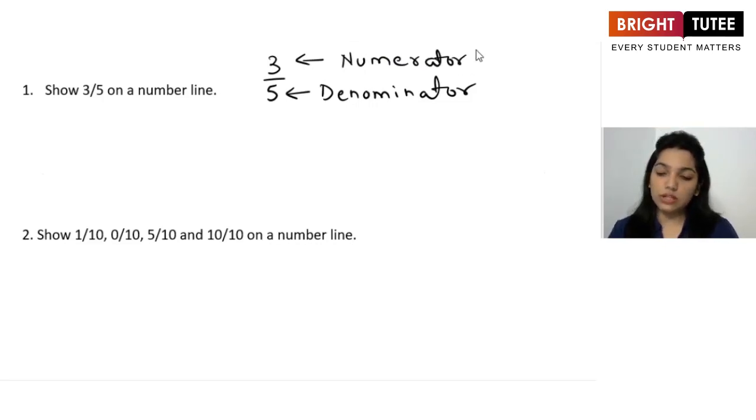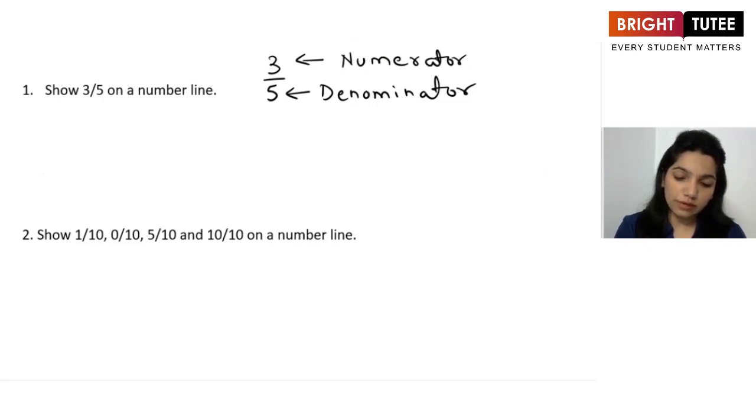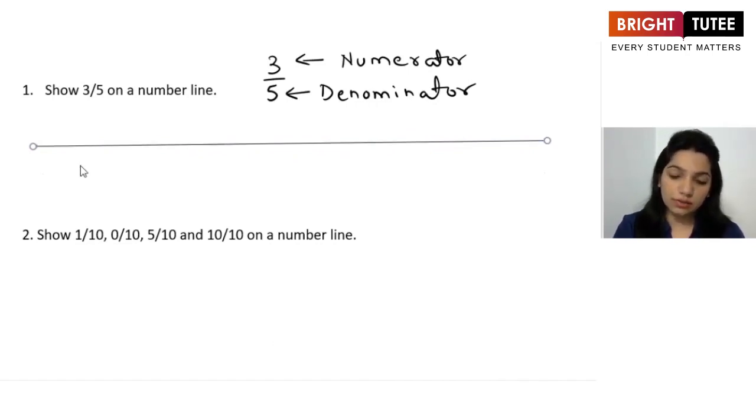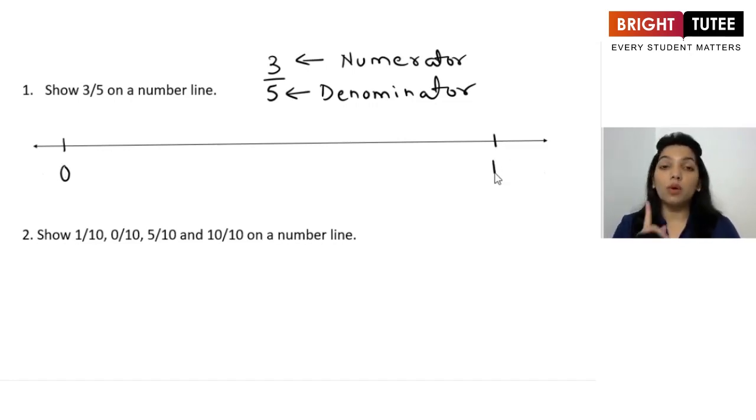So now what do we need to do? We need to represent this on a number line. So the first thing that we can do is we need to put a straight line here. A straight line on which we are going to mark certain numbers, right? So what numbers are we going to mark? Starting from 0 and here it's 1.